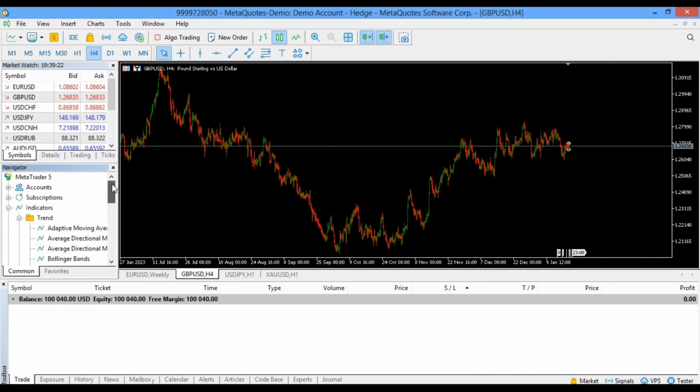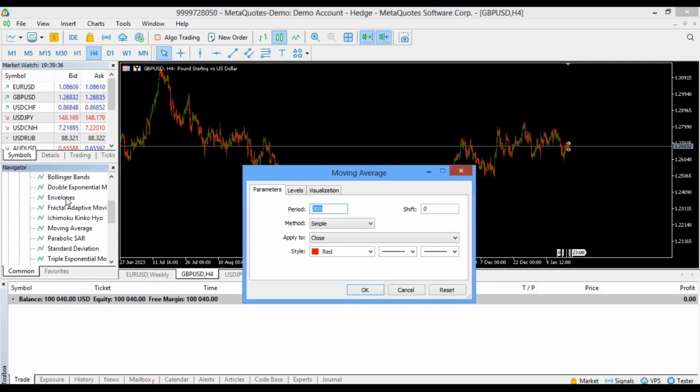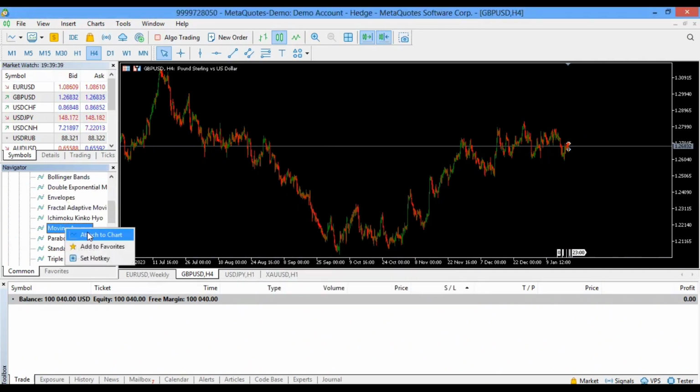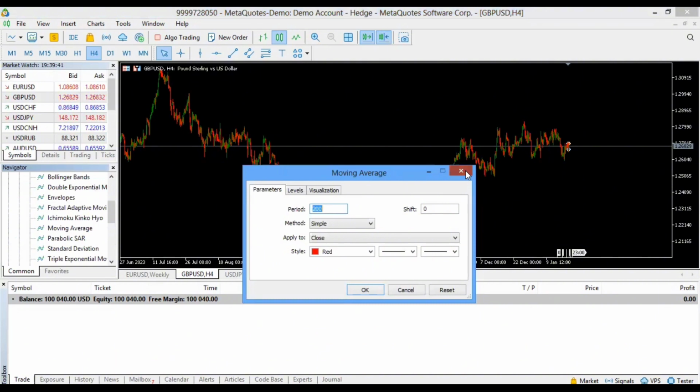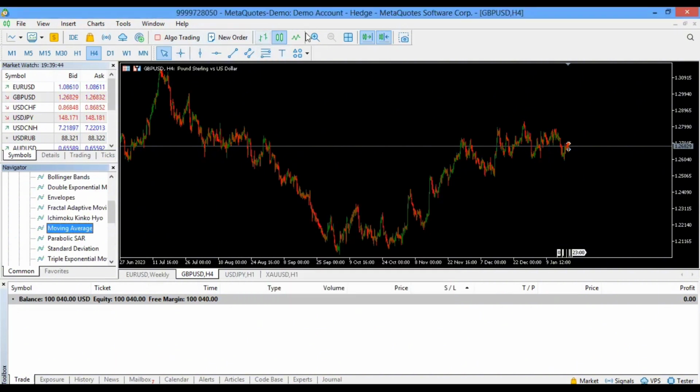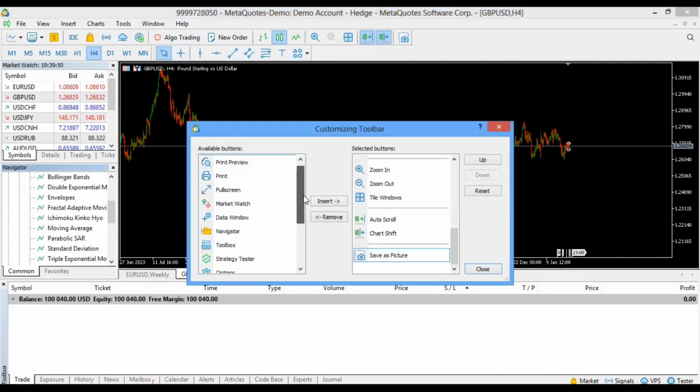When you go to your navigator bar, you click on indicators, you click on trend, then you scroll down to look for the moving average. You either drag it into your chart, then fill in this, or you right click on it and click on attach to chart. The other way is a shortcut here. Oh, the shortcut is not here, so I have to bring it. If it's not on your system, let me do it for you so you can learn that.